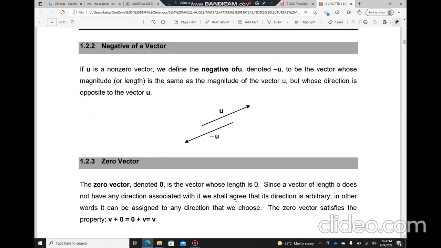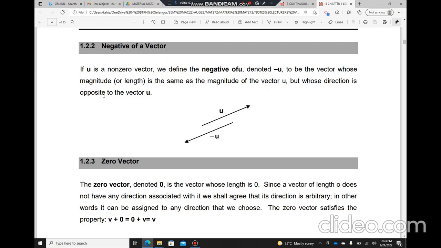Okay, next we have negative of a vector. If vector u, nampak tak saya boleh sebut kat sini vector u sebab digunakan u yang bold. Kalau awak sebut u saja, kita tak mewakili vector. So if vector u is a non-zero vector, we define the negative of vector u, denoted negative vector u, to be the vector whose magnitude or length is the same as the magnitude of the vector u but whose direction is opposite to the vector u.